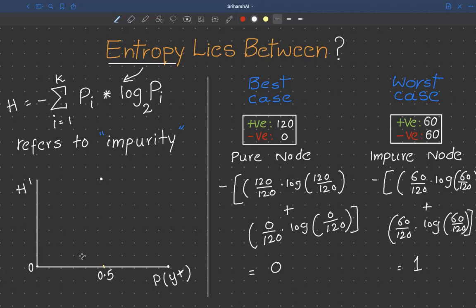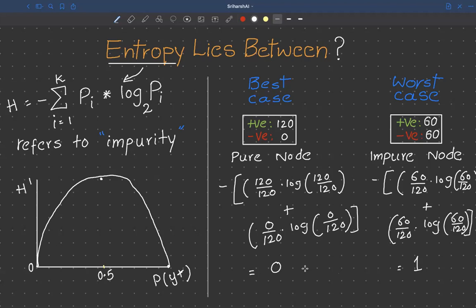If we compute for 0.2, 0.3, 0.7, we'll see a smooth curve like this. So the entropy lies between 0 and 1. The entropy will be 0 for the best cases, for the pure nodes, and the entropy will be 1 for the impure nodes. And again, as a follow-up question, do you think the entropy always lies between 0 and 1?